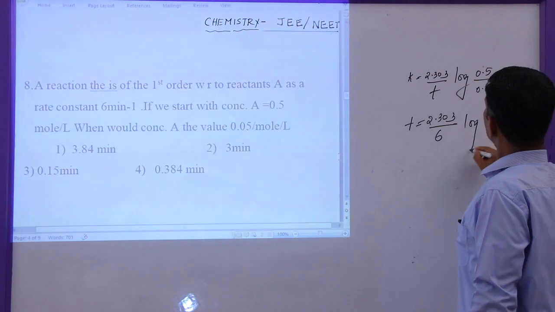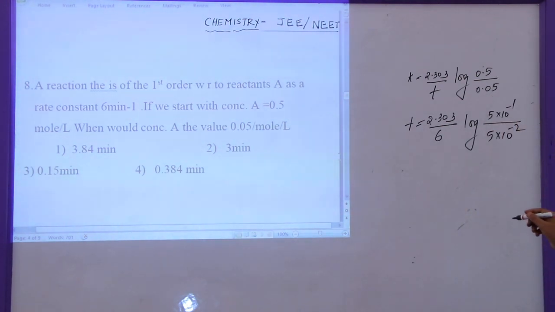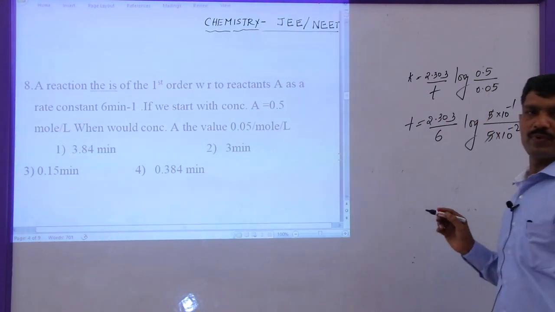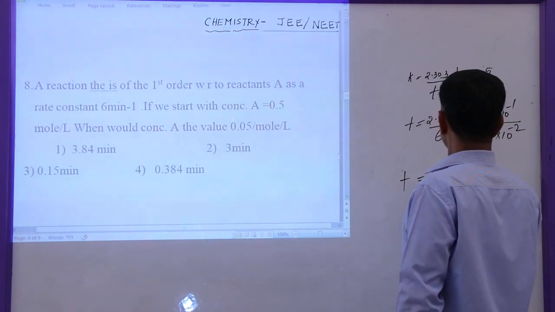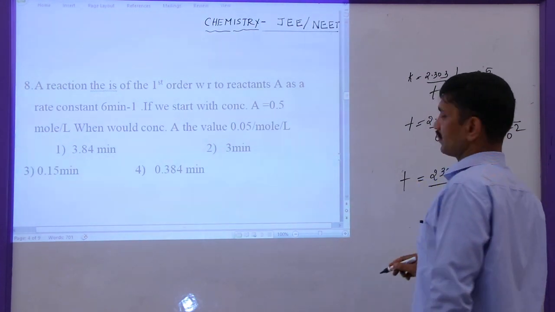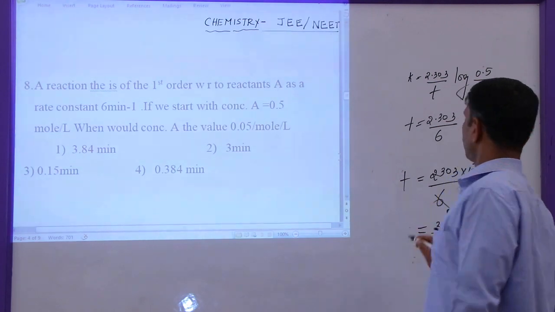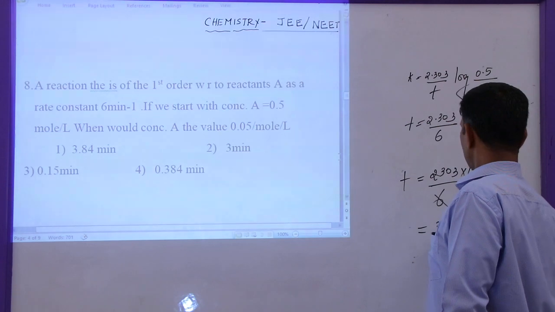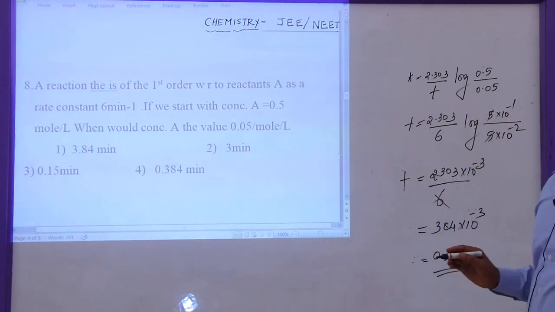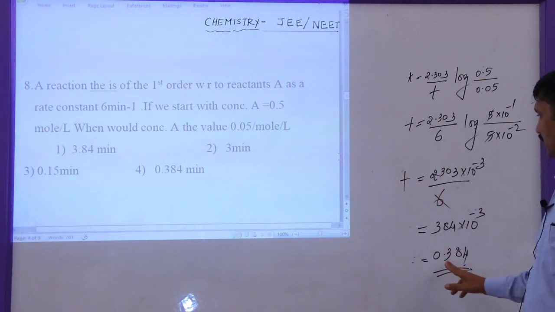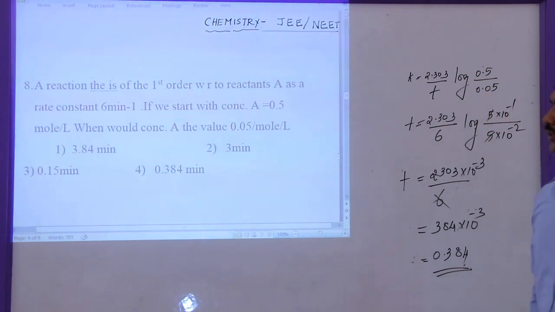Now the log: this one you can write as 5 into 10 to the power minus 1, and this one as 5 into 10 to the power minus 2. The 5s will be cancelled, and 10 to the power minus 2 goes up as 10 to the power plus 2. So it becomes log 10, and log 10 is 1. So finally t is equal to 2303 into 10 to the power minus 3 divided by 6, which is around 0.384. This is the final answer. So the fourth option is the correct one. When time is equal to 0.384 minutes, the concentration of A becomes 0.05.